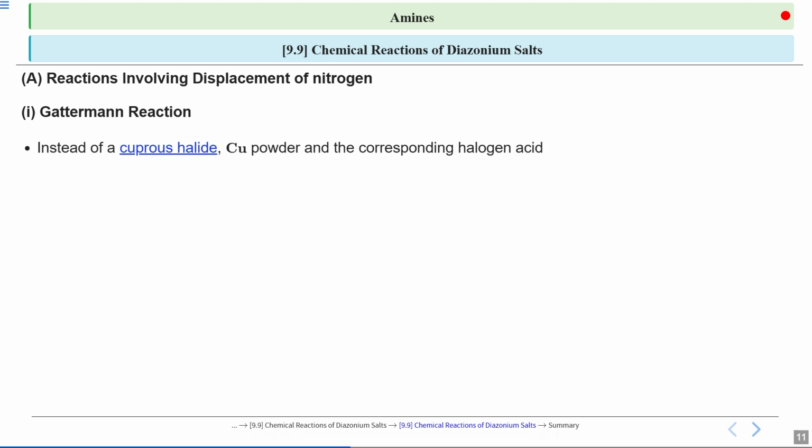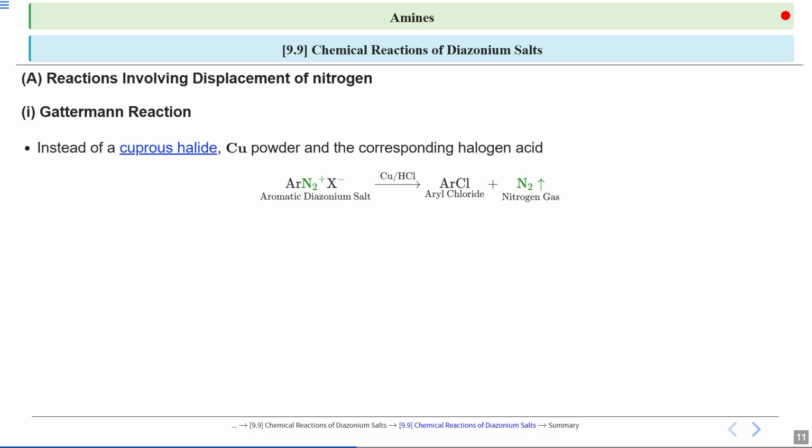So here you can see that the copper powder acts as a catalyst, and the halogen acid provides the halide ion which is needed for the reaction. Let us understand this by an example. Suppose we use hydrochloric acid, then we get an aryl chloride as the product. So you can say this is a very practical way to introduce a chlorine or bromine atom into an aromatic ring by removing the nitrogen group.